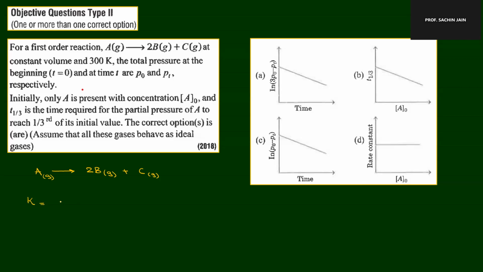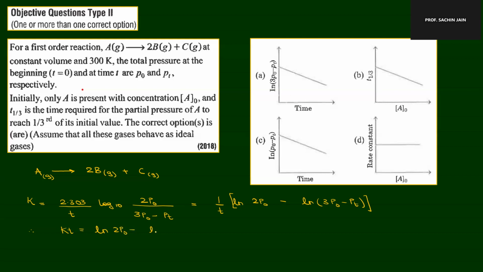So the rate constant for this first order reaction is 2.303 upon time t log to the base 10 of twice the initial pressure P naught upon 3 times initial pressure P naught minus Pt. Now if we take out 2.303, this can also be written as 1 by t ln of 2 P naught minus ln of 3 P naught minus Pt. Will that work? Yes, sir. I need to verify the graph which is given in option A. So this will be Kt equal to ln 2 P naught minus ln of 3 P naught minus Pt.